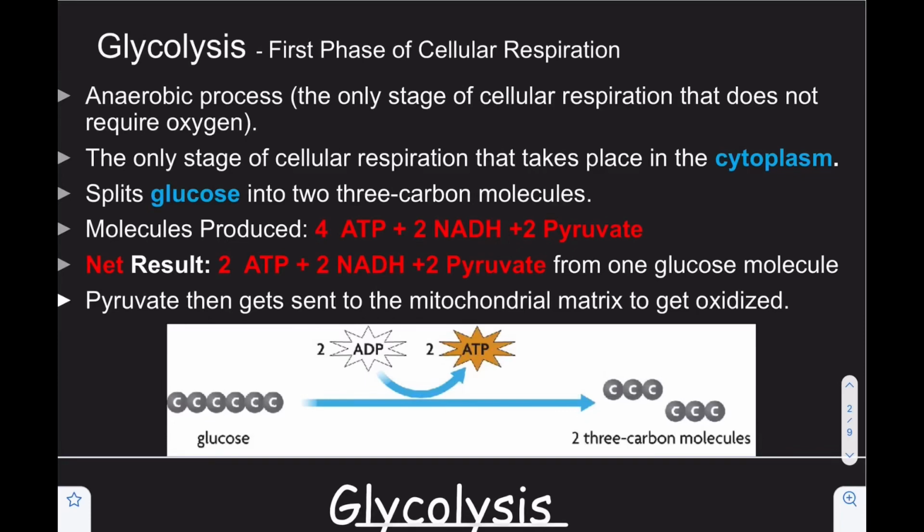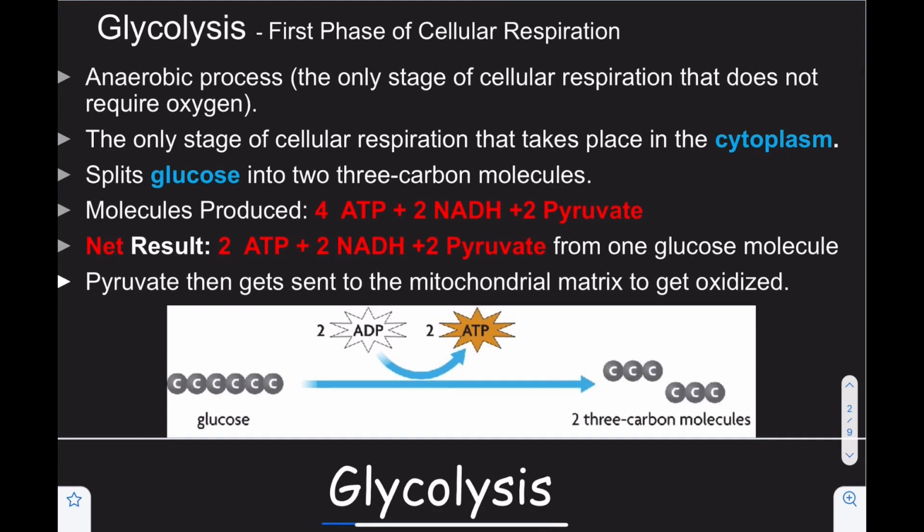This lesson is about glycolysis, the first phase of cellular respiration. It is an anaerobic process, meaning it does not require oxygen. Now, from the name, you can tell what it means, because glyco means sugar or glucose, and lysis means splitting, glucose splitting, and that's exactly what it does.